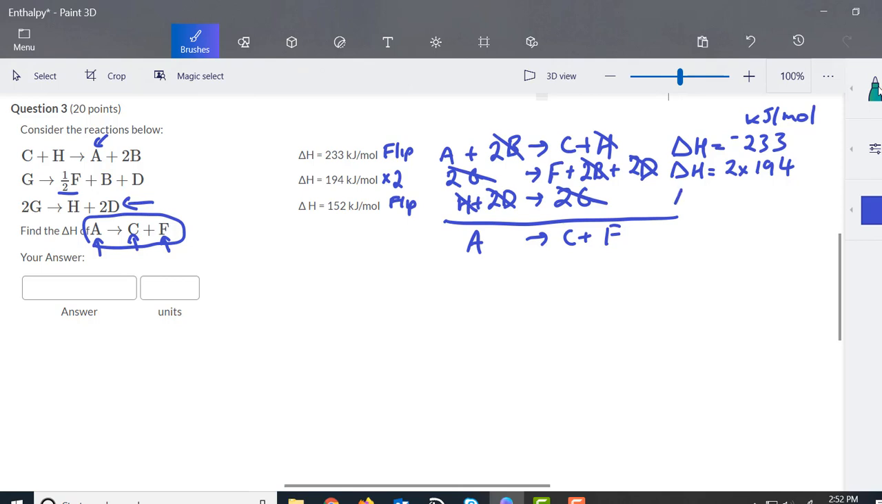Now this one here, I did mean to do the delta H. The delta H is going to be minus 152 because that ends up getting flipped around as well. So we change the sign. So the delta H for the reaction will be all of these added together, and I'll leave you to do the math on that.